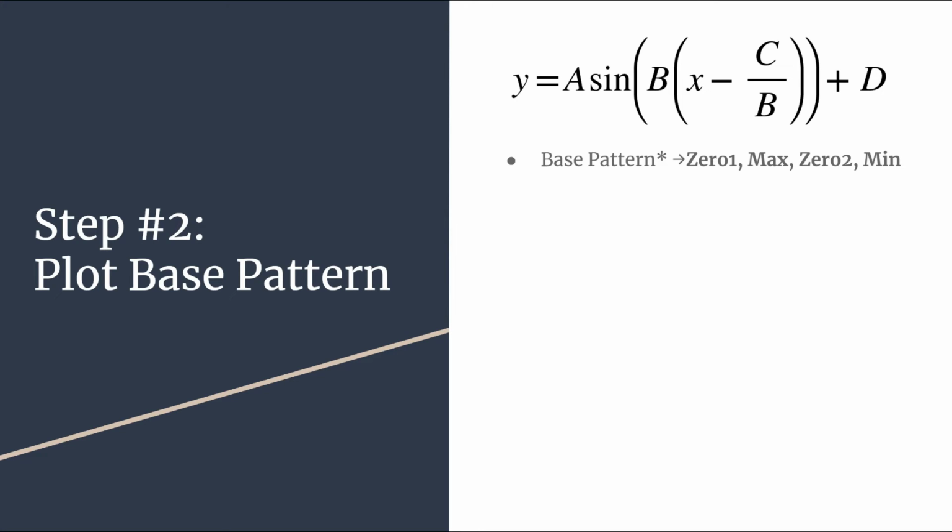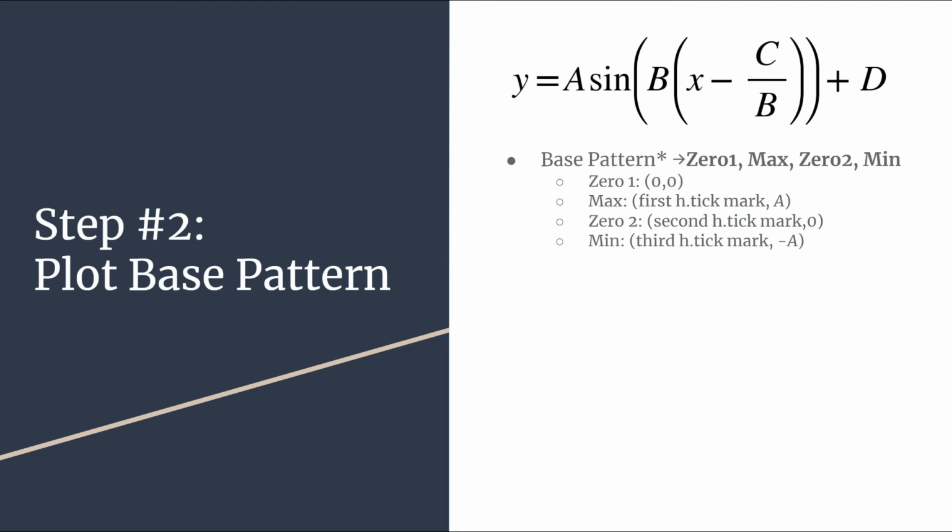And so those are your 4 key points in your base pattern. If you want a template for finding those, your 0, 1 will start at 0, 0 for your unshifted graph. We'll take care of those shifts later. Your maximum will happen at your first horizontal tick mark to the right of the origin, and its y-coordinate will be A. The second 0 will happen at the second horizontal tick mark, still moving to the right. And your minimum will happen at the third horizontal tick mark, and the y-coordinate value will come from just the opposite of A. So this is what you work with if you have an unreflected sine equation, with no negative out front. That's what that says if A is greater than 0.